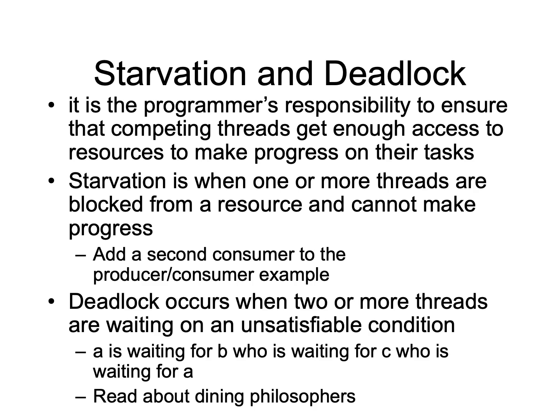So if we add a second consumer to the producer-consumer example, we get starvation because the second consumer doesn't get enough resources and the whole system will hang. Deadlock occurs when there's two or more threads that are waiting on some kind of an unsatisfiable condition. So there's a wait that happens, and then A is waiting for B, but B is waiting for C, and C is waiting for A, and they're all waiting for each other, and nobody can resolve their wait.